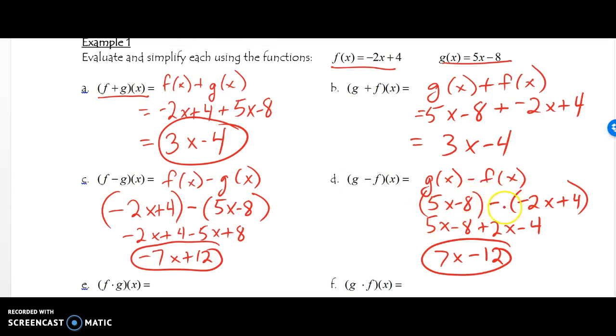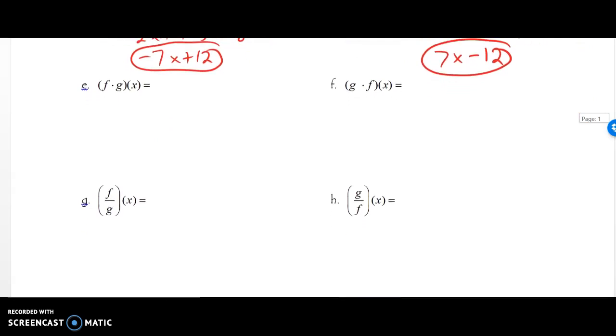Alright, look at D. Again, notice making sure we have that subtraction. It would distribute to each term in that function f of x. So we end up with 5x minus 8 plus 2x and minus 4. Combine our like terms to get 7x minus 12.